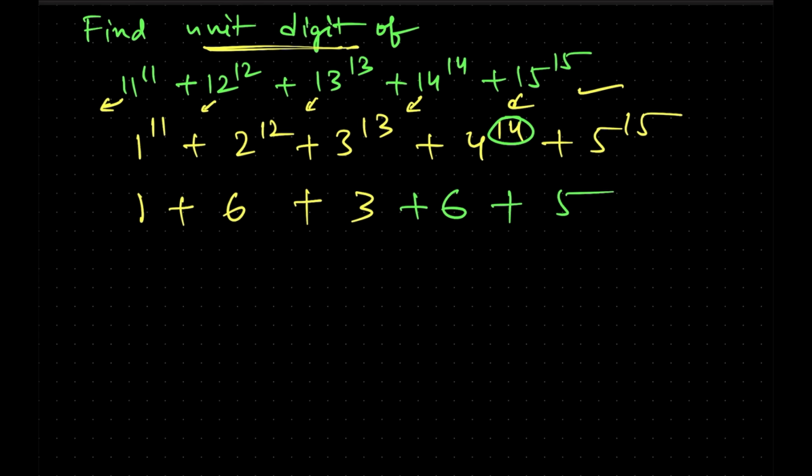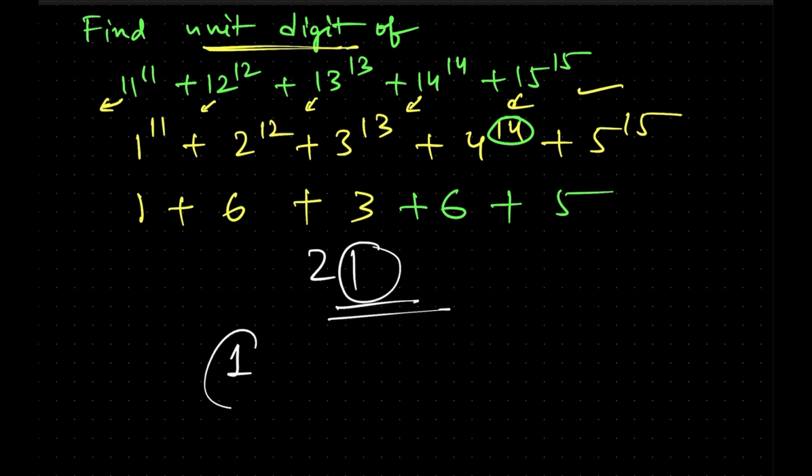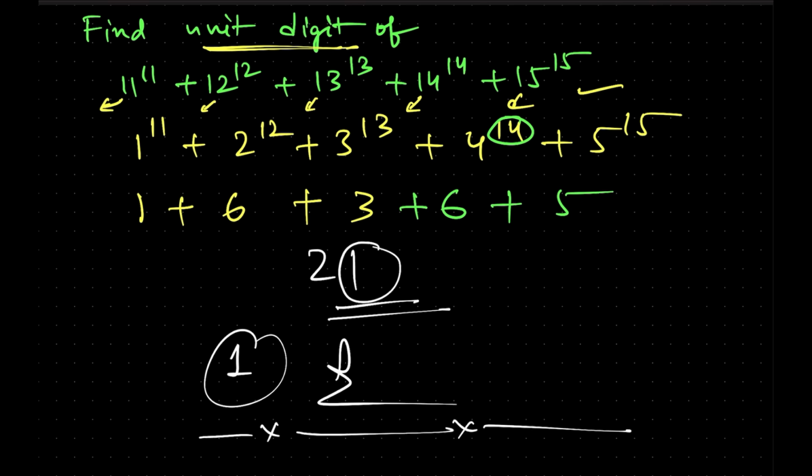So this: 1 plus 6 is 7, 7 plus 3 is 10, 10 plus 6 is 16, 16 plus 5 is 21. So 1 is the answer. 1 is at the unit place. So I think you have understood the concept, and you can practice more questions based on this concept. I will see if I can add more questions in later videos.